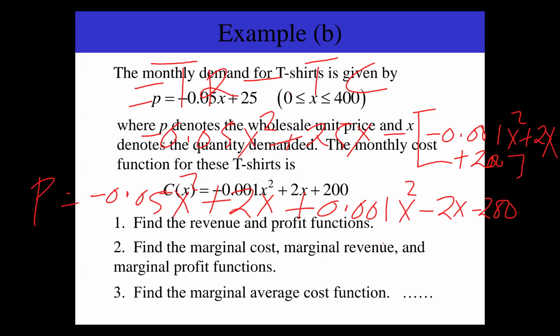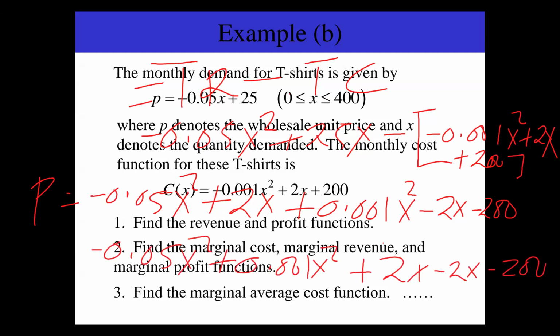And then we can easily work out these functions. We group the like terms together. You shall have negative 0.05x squared plus 0.001x squared plus 2x minus 2x minus 200. This will give us 0, yeah? What is negative 0.05 plus 0.001? In short, what is 0.05 minus 0.001?